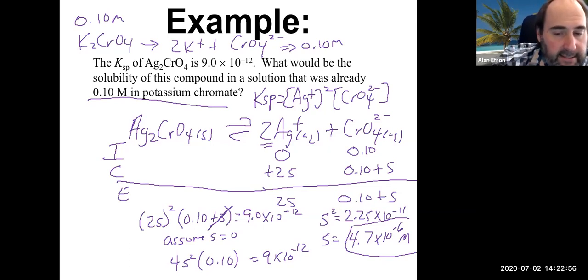So again, in this particular example, the common ion was the chromate, and that's why the 0.1 came over here to the chromate part. And the silver, there was no common ion with the silver, so it's not like you had silver nitrate or anything in there. The only common ion was the chromate, and that's why we had an initial value of 0.1, and then obviously the 0.1 plus S. And there was no source of silver ions to begin with, so that's why it was 0 to begin with. Other questions on that?